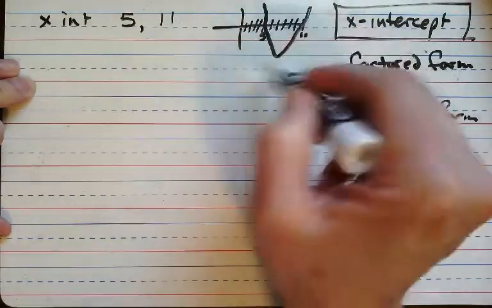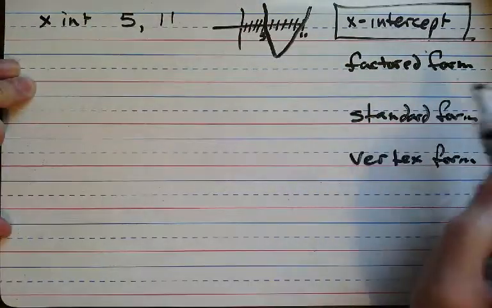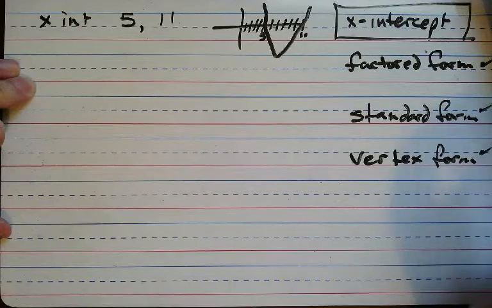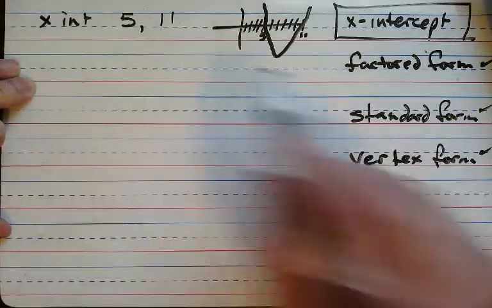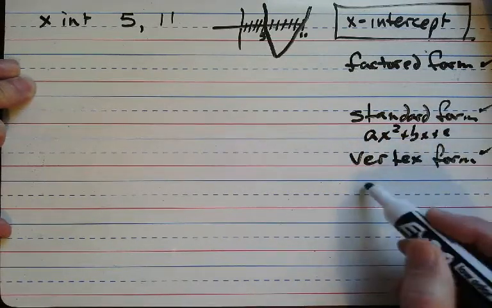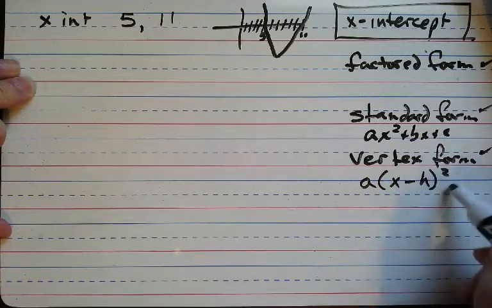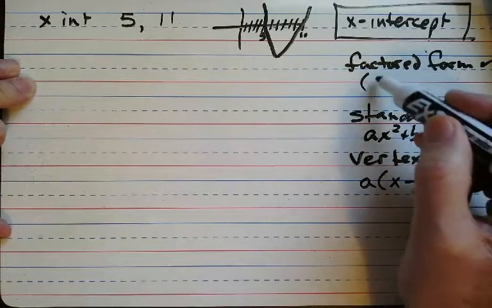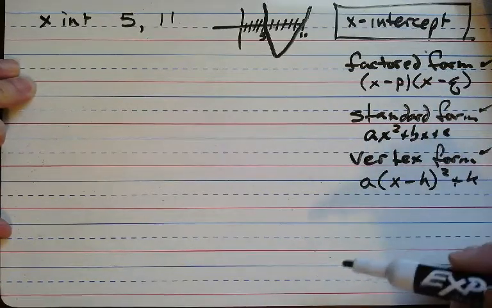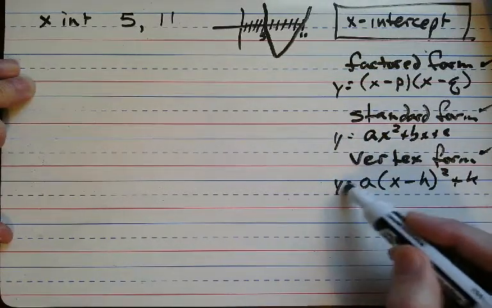Right? So, every parabola, if I give you the x-intercepts, you can write it in factored form, standard form, and vertex form, because every parabola has a vertex. Every parabola looks like this, ax squared plus bx plus c. If you don't know what vertex form is, you haven't been paying attention. And then factored form is the new thing, and it looks like this.